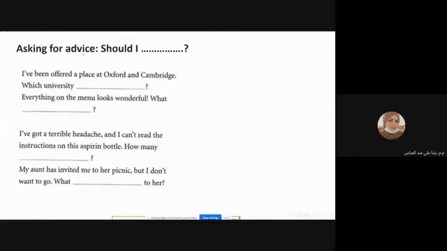Asking for advice. طبعا هنا نفس الشيء نستخدم should but the structure of the sentence is different. تركيب الجملة حيختلف. So we use should and I. نستخدم دائما I لأنه هو من يطلب النصيحة؟ الشخص يطلبها لنفسه. So should I and any verb, any infinitive verb.